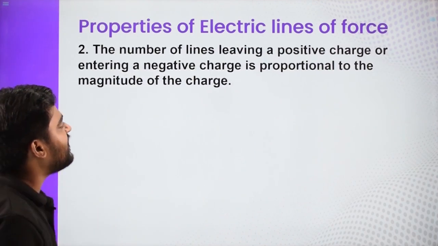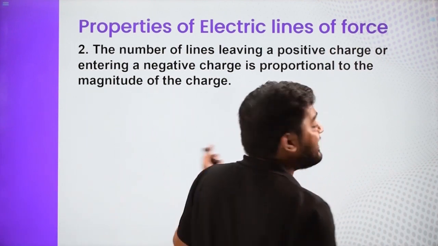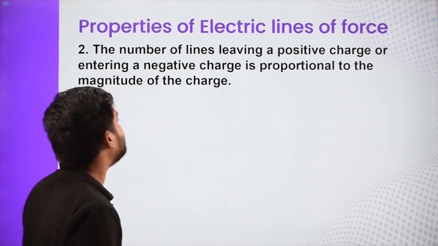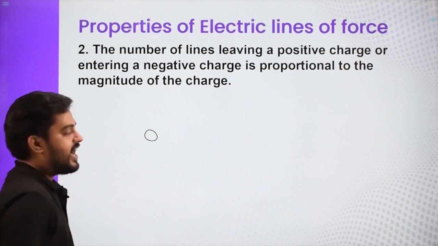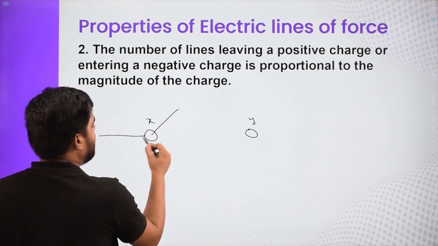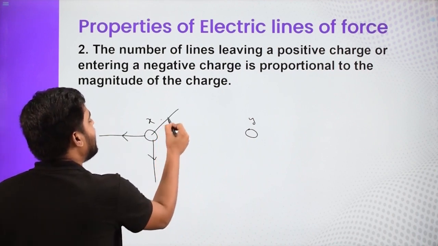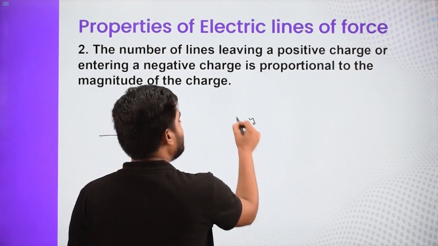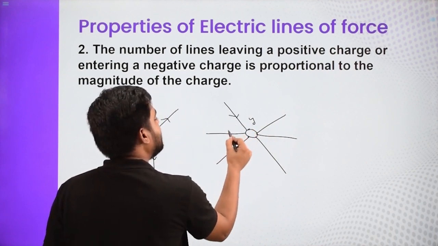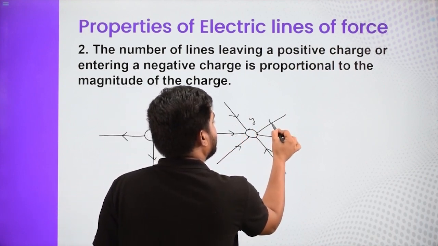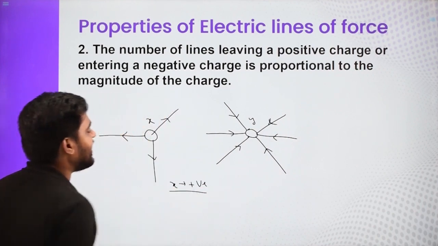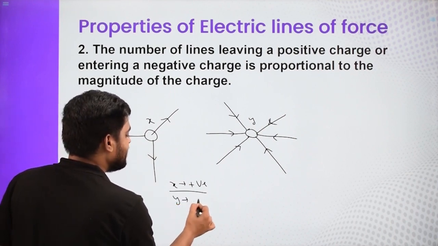Next, the number of lines leaving a positive charge or entering a negative charge is directly proportional to the magnitude of the charge. For example, I have two charges, say X and Y, and I have been given a pattern. Here three field lines are leaving X like this, and on Y there are 6 field lines which are entering. So the first thing I can tell is X is a positive charge because field lines are exiting it, and Y is a negative charge.